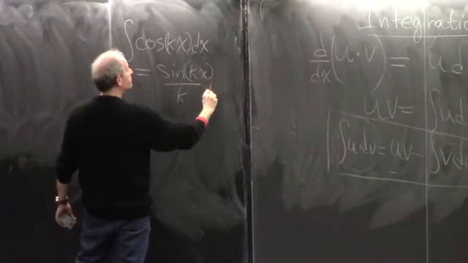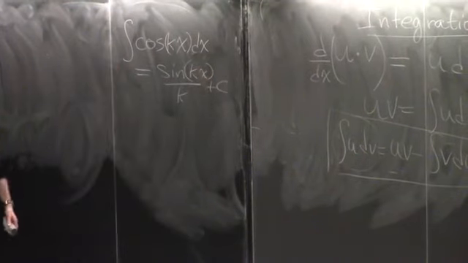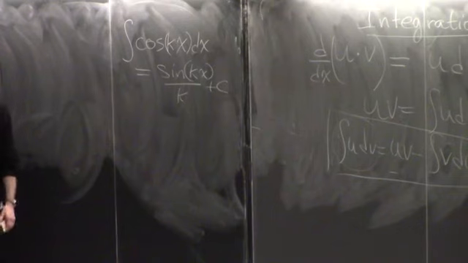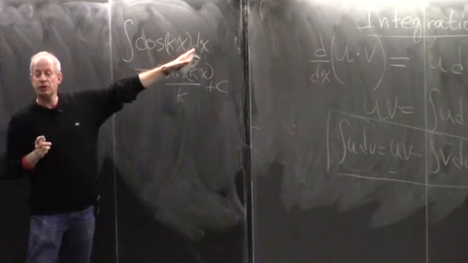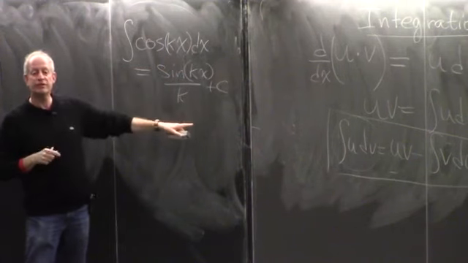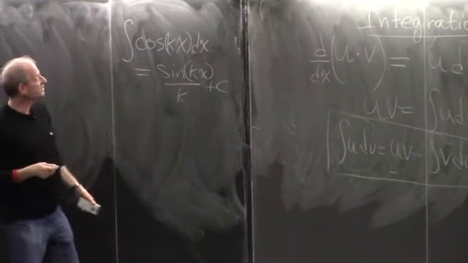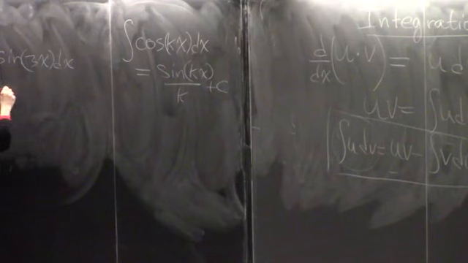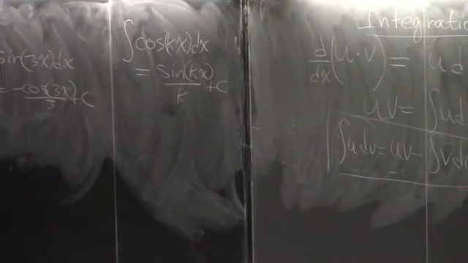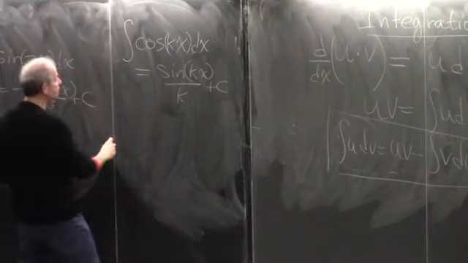divided by k. You get that if you did u substitution, but you know when you do u substitution on simple ones like this, it'll drive you nuts. So when you take the derivative of this, you would multiply by k. So when you do the antiderivative, you divide by k. So for example, if I had the integral of sine of 3x, it would be minus cosine of 3x divided by 3. So that's true for cosine. It's true for sine.